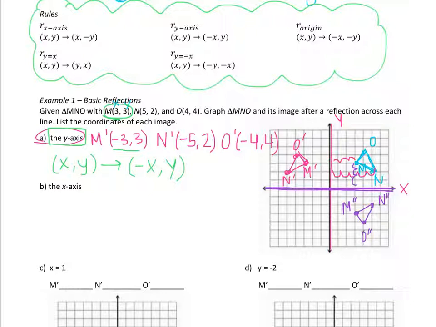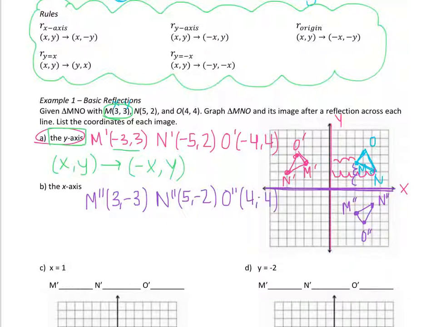And then I just list my coordinates. M double prime is at +3, -3. N double prime is at +5, -2. And O double prime is at +4, -4.